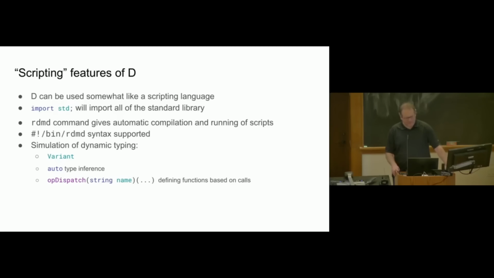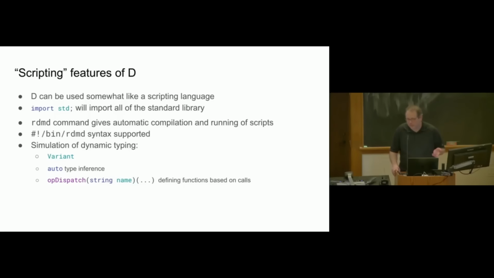RDMD, the command, basically will compile the program. If it hasn't been compiled, store it in a cache, and then run it from there. The next time you run it, if it's already been compiled and nothing's changed, it'll just reuse it. So this way, it just feels kind of like a script instead of actually doing compilation. And we support the pound bang syntax, so on Unix systems, you can just run a text file in it and it works.